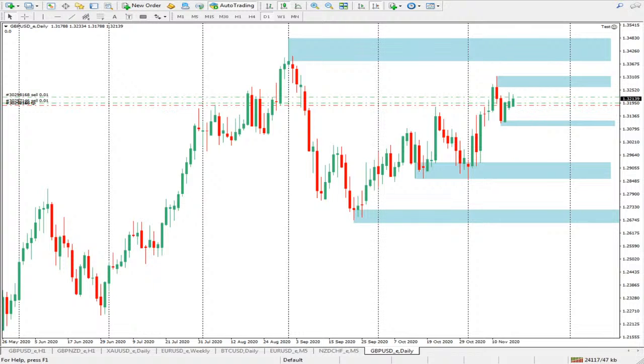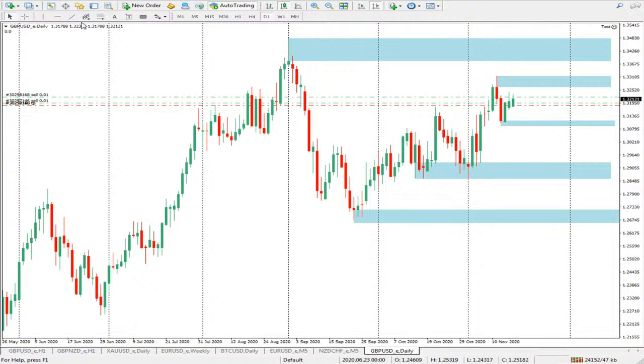If the price can approach any of these zones, then that will give us the ideal place to look for a trade from. If the price hits this resistance level, then this will be a good place to sell from. If the price comes back down and hits this support, the lower trend line, then this will also be a good place to buy from.